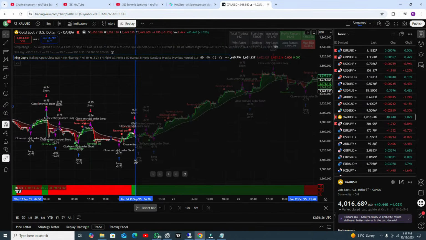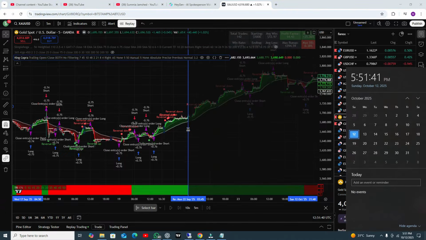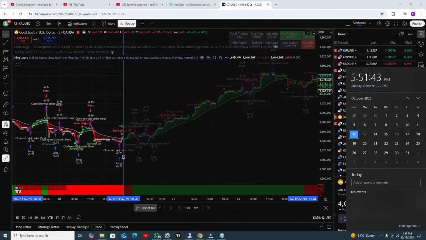Here you can see today's date is 12 October, and we need to backtest this indicator from the 18th, from the last month or 1 month. I will show you, and you need to count the trades, how many profitable trades you got and how many lost trades you got. You need to count.